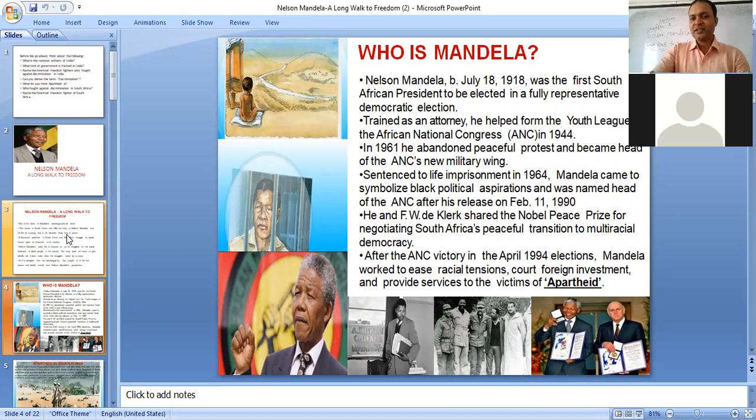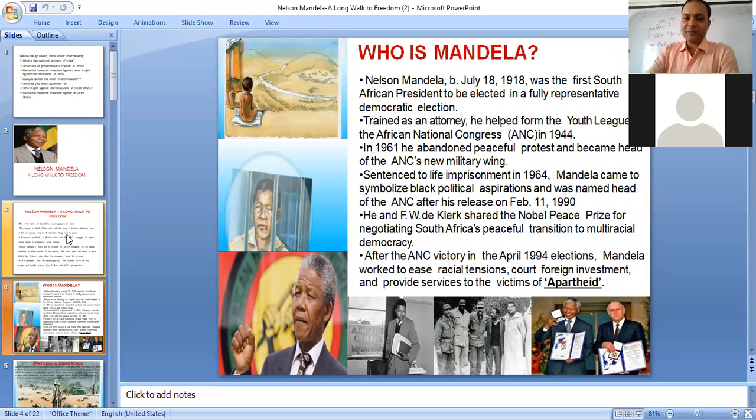In 1961, he abandoned peaceful protest and became part of the ANC, the African National Congress. He started a party named African National Congress. Sentenced to imprisonment in 1964, sentenced to jail in 1964.